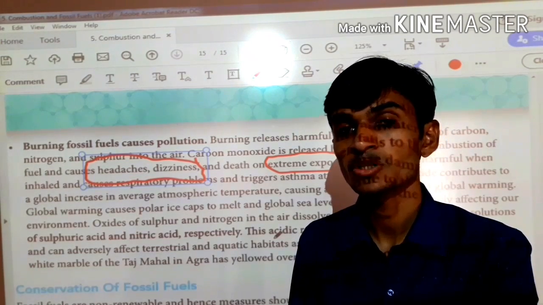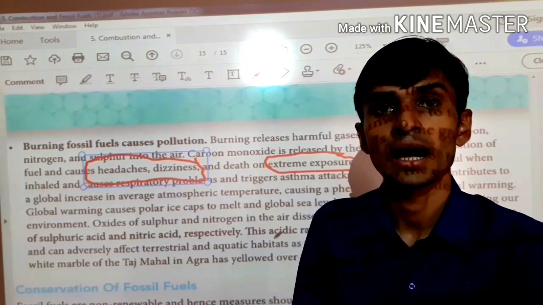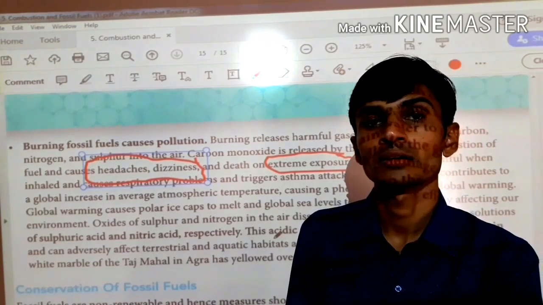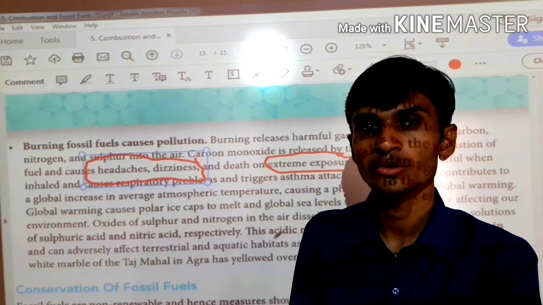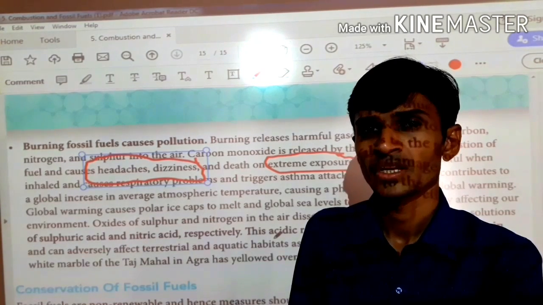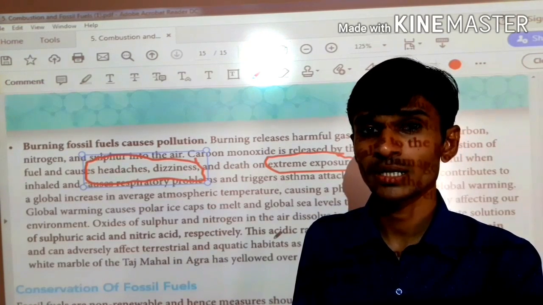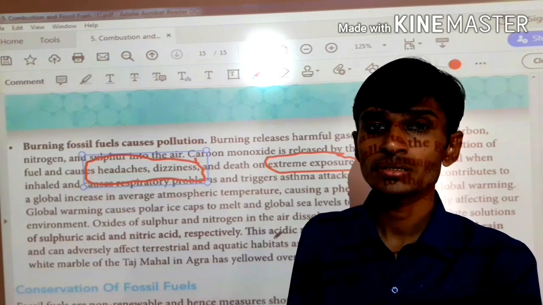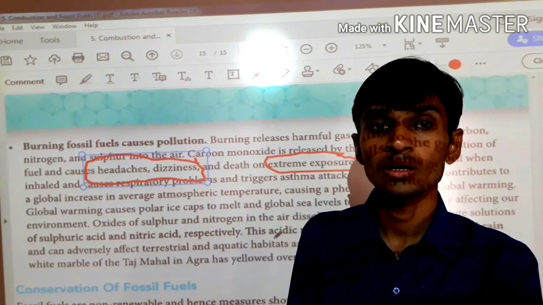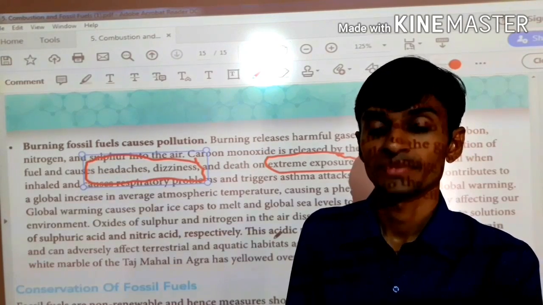And what happens during acid rain? Important buildings and structures like the Taj Mahal, which is made of white marble, are affected. Right now, due to acid rain and harmful gases like sulfur dioxide, sulfur trioxide, and nitrogen dioxide present in the air, the white marble of the Taj Mahal is turning pale yellow.